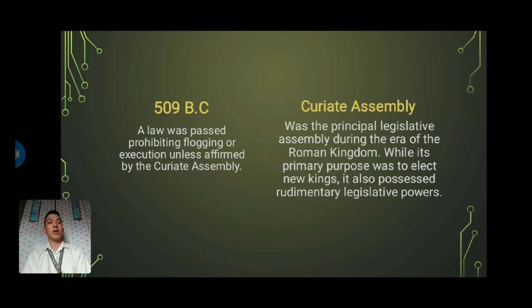So next, the Curiate Assembly was the principal legislative assembly during the era of the Roman Kingdom. While its primary purpose was to elect new kings, it also possessed rudimentary legislative powers. So, dyan nga sa Curiate Assembly, gaya ng nasabi ko, usually nagagamit ito sa pag-elect ng bagong pinuno. Pag-uusap, at kung sinong may mas maraming boto, siya yung panalo o yun yung mapagkakasunduan nila.